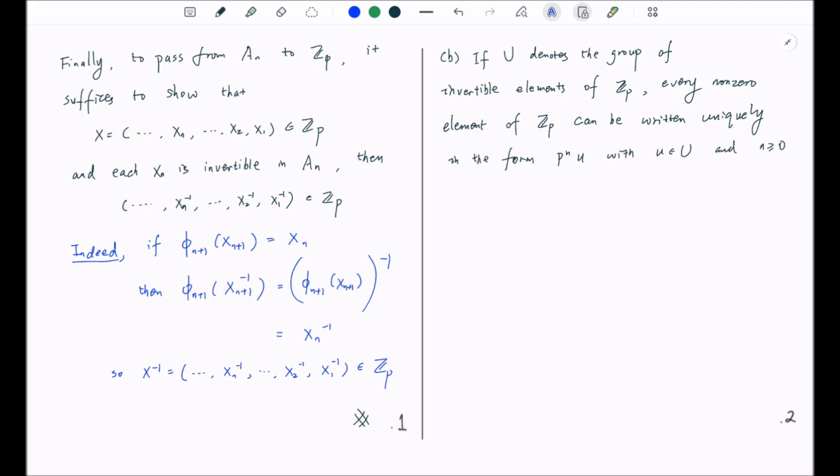And elements in U are called p-adic units. Now let's prove this.